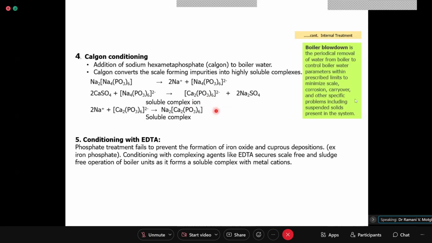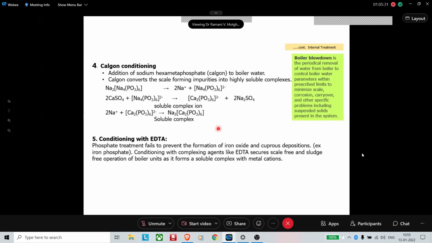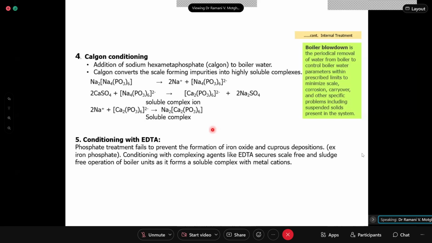Phosphate is PO4 3 minus. And PO3 also. Then you write the general formula. This is given as sodium hexametaphosphate, (PO3) whole six times.